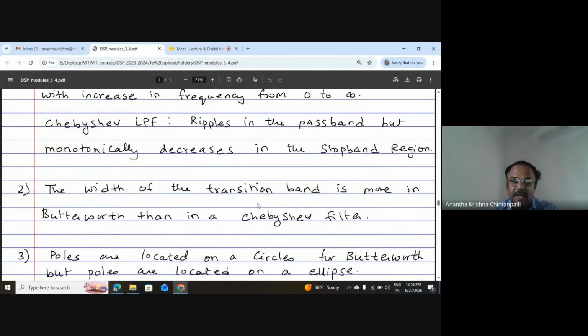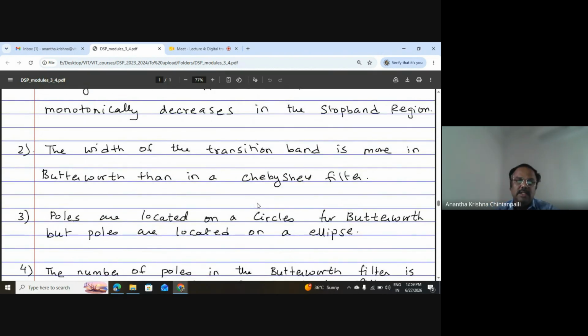The width of the transition band: the transition band is the region between omega p and omega s, both continuous. The width of the transition band is more for a Butterworth than the Chebyshev. In other words, the slope of the transition band is a lot shallower in Butterworth than in Chebyshev filters. Poles are located on a circle for Butterworth, while the poles are located on an ellipse.